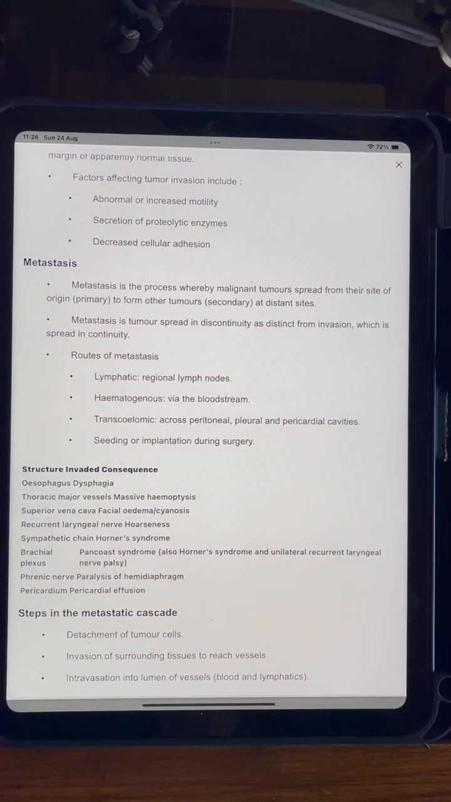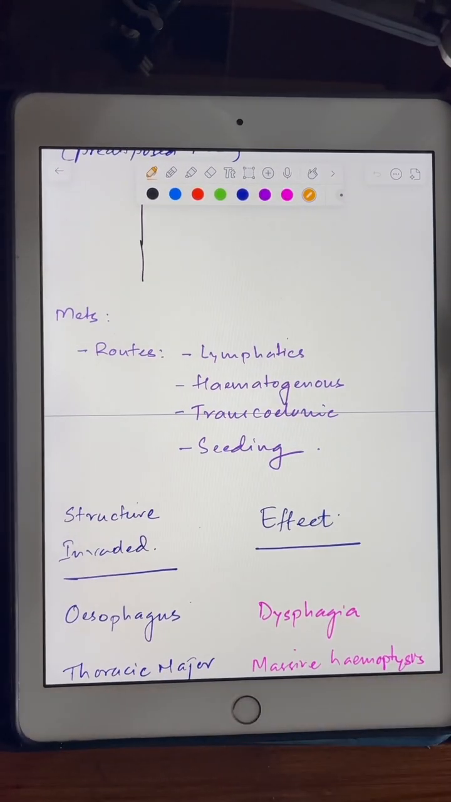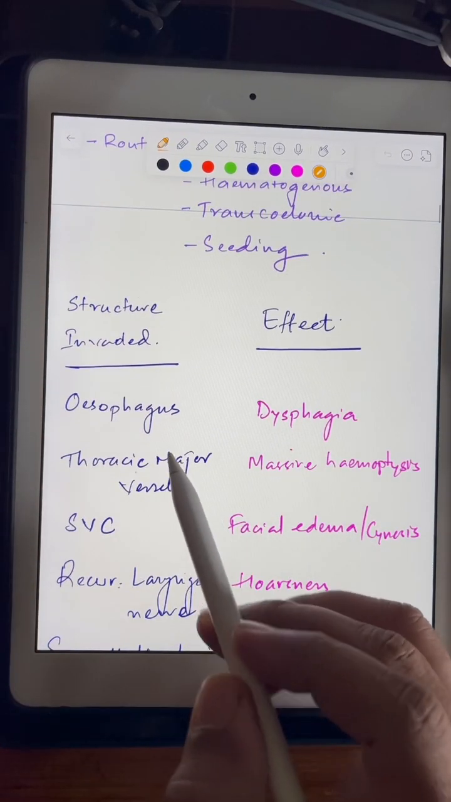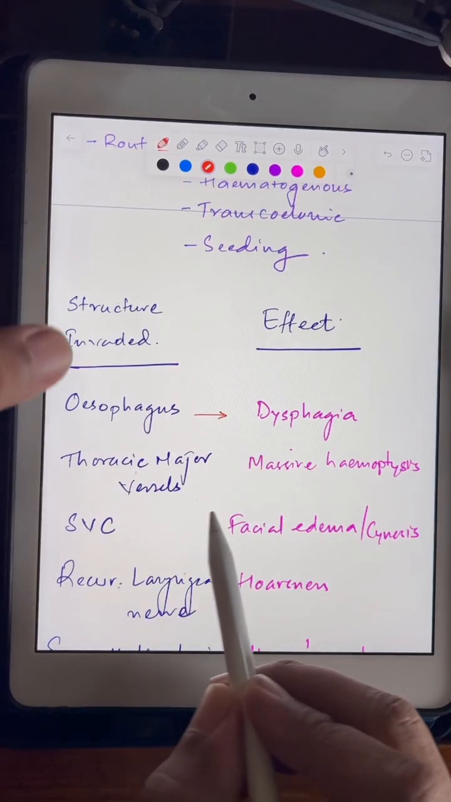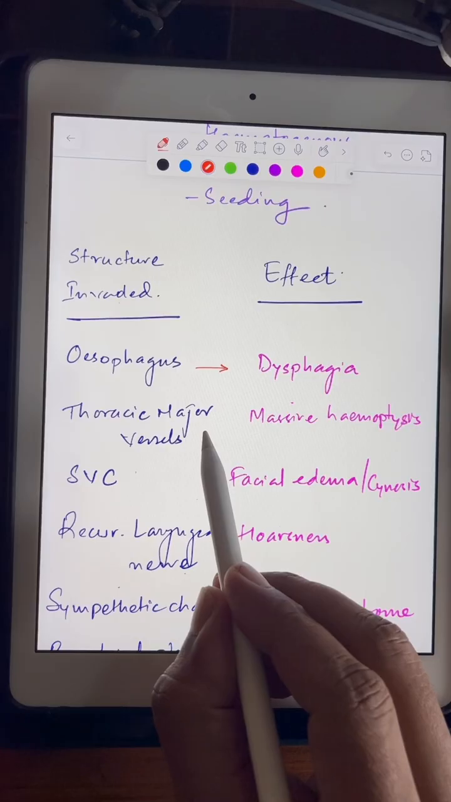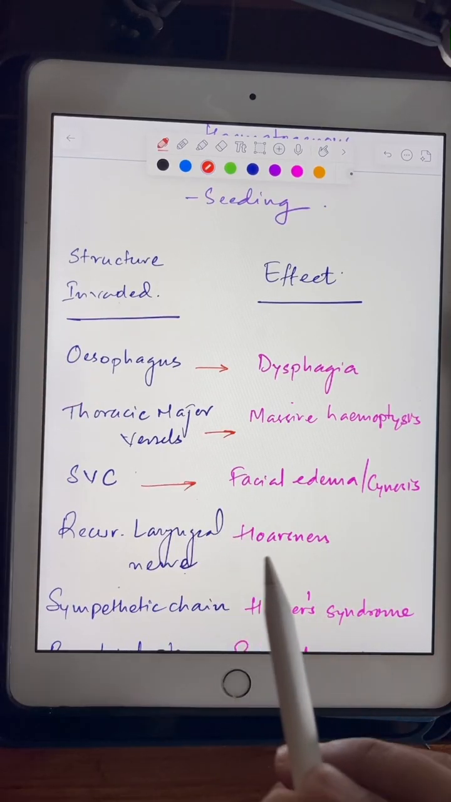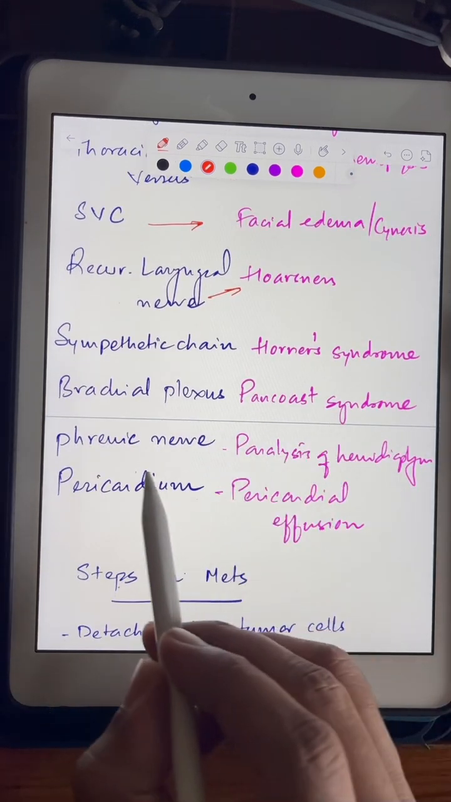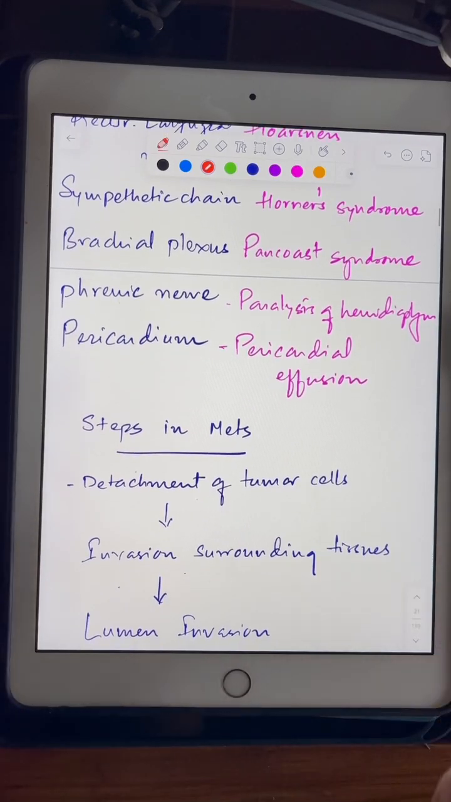What are the different structures invaded and how does it affect? If the esophagus is invaded, it leads to dysphagia. Thoracic major vessels invaded lead to hemoptysis. Superior vena cava invaded, facial edema and cyanosis. Recurrent laryngeal nerve, hoarseness of voice. Sympathetic chain invaded, there is Horner's syndrome. Brachial plexus leads to Pancoast's tumor. Phrenic nerve, paralysis of the hemidiaphragm. Pericardium, pericardial effusion.